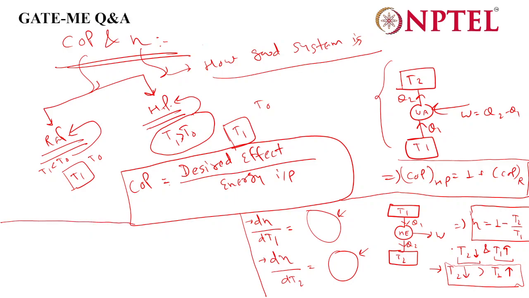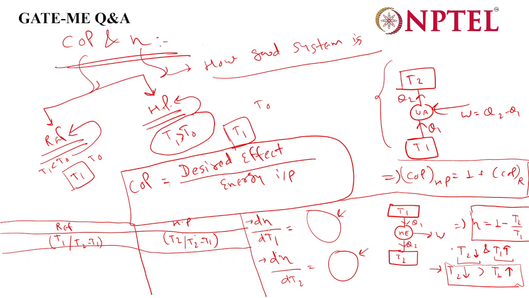Is my question clear or not? Clear, sir. So two cases we will make, one for the refrigerator and one for the heat pump. The COP for the refrigerator would be T1 by T2 minus T1, and for the heat pump it would be T2 by T2 minus T1.